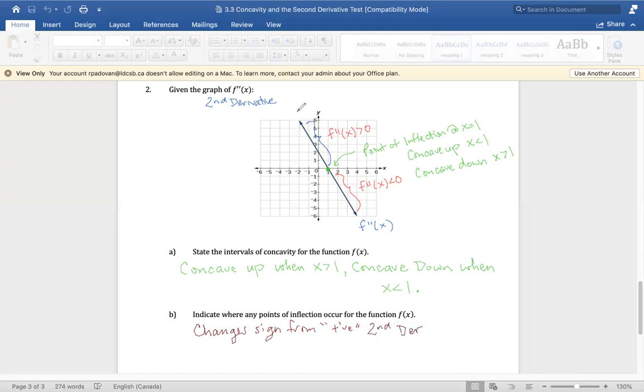So I'm changing sign from, again, you read a graph from left to right, a positive second derivative to a negative second derivative, less than 0. So therefore, the point of inflection is at x equals 1. Exactly, because that is the point where the graph is crossing the x-axis, and it's changing from the second derivative being greater than 0 to the second derivative being less than 0.